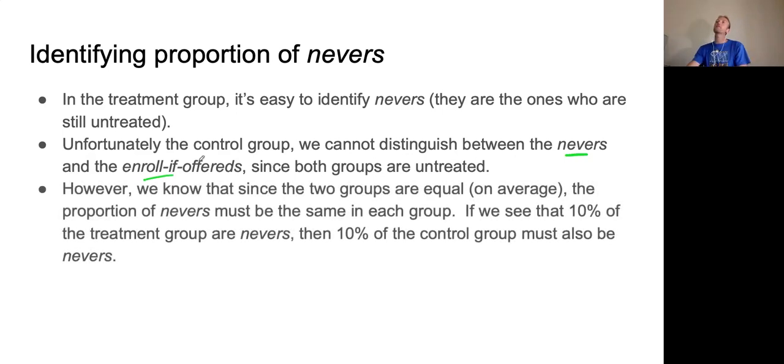So how do you find the nevers that are in the control group? This is kind of clever. We know that on average, the people in the treatment and the control groups are the same. So if we find out that 10% of people in the treatment group are nevers, guess what? We can probably say that 10% of people in the control group are nevers also. So the nevers are the same in each group. It's a little trick that we use, because on average, the groups are the same.